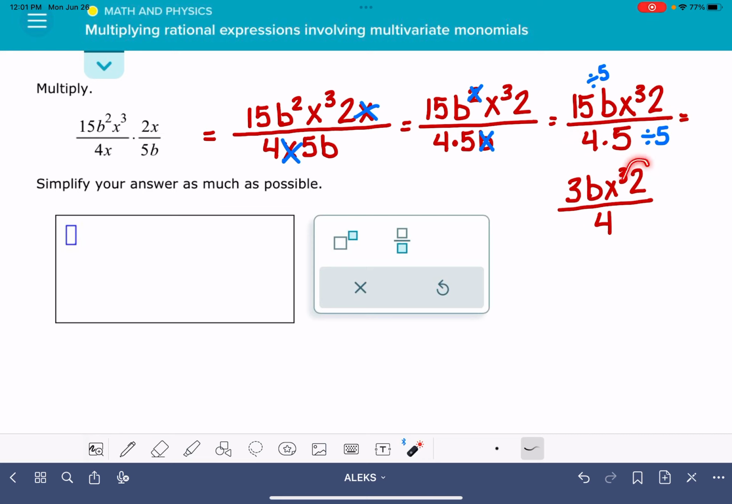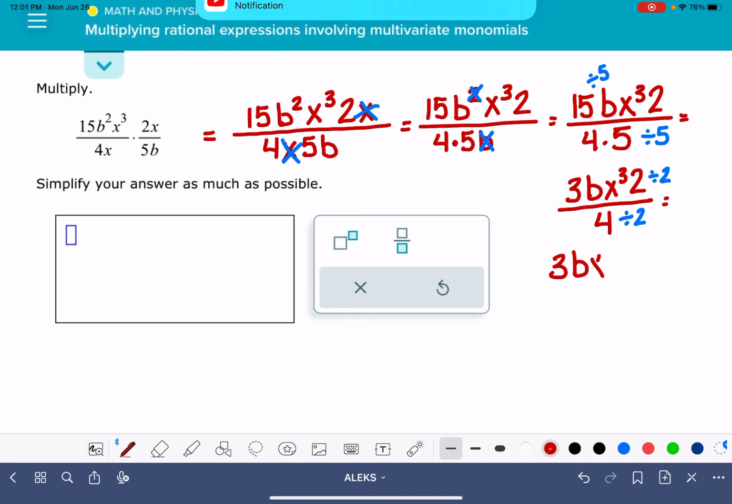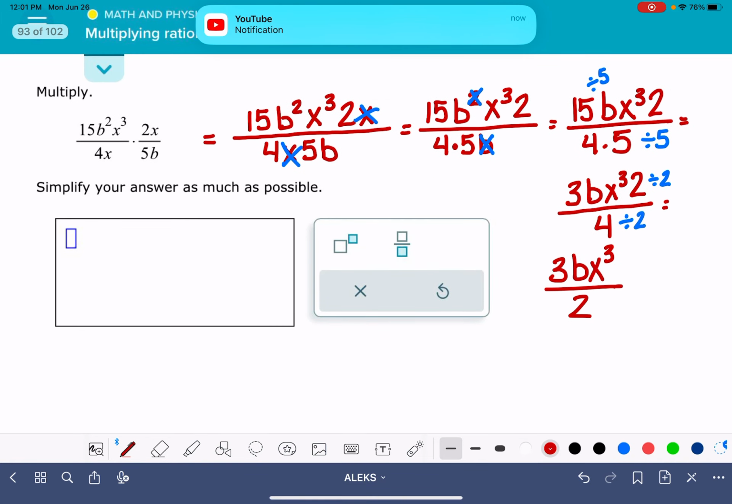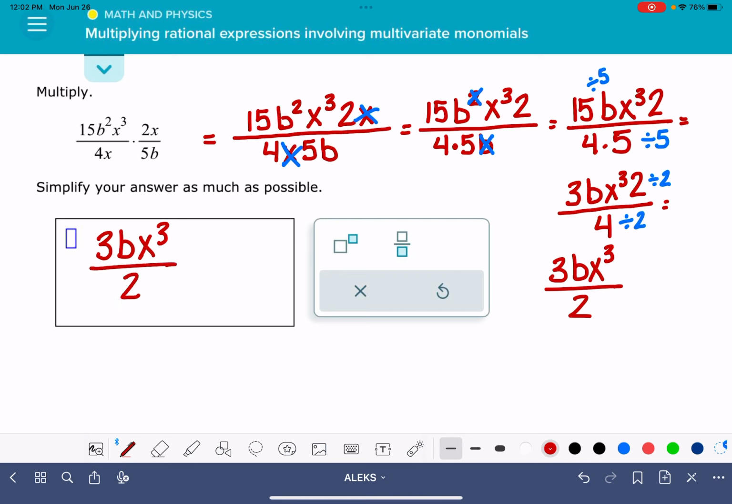I could do a similar thing with the 4 and the 2. They share a common factor of 2, so I could divide both the numerator and the denominator by 2. And that's going to let me simplify one more time. 3bx cubed over 2, and that looks as simplified as possible for this problem, 3bx cubed over 2.